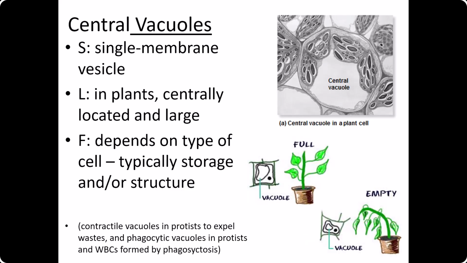Plant cells also have something called central vacuoles. Central vacuoles are another membranous organelle. They have a single membrane, and in plants they're large and centrally located, and what they do depends on the type of cell in particular that we're dealing with, but typically they're important for storage of water, and they add to the plant structure as well.